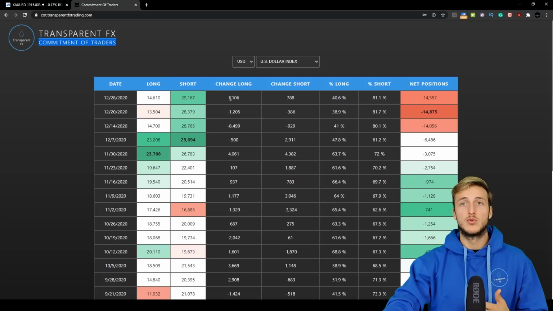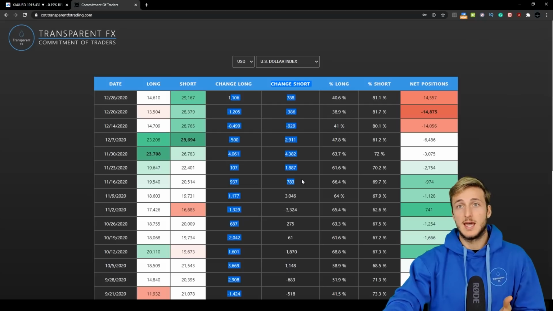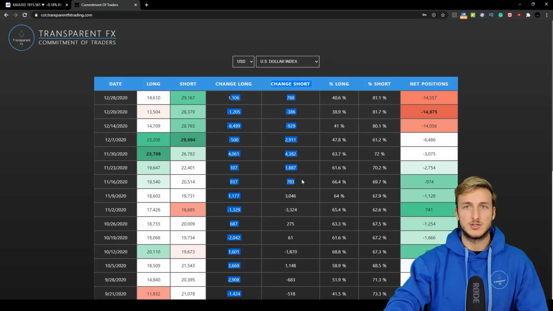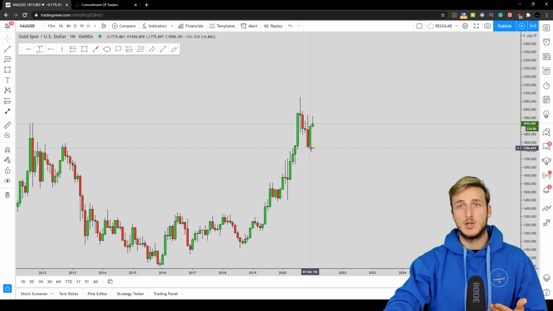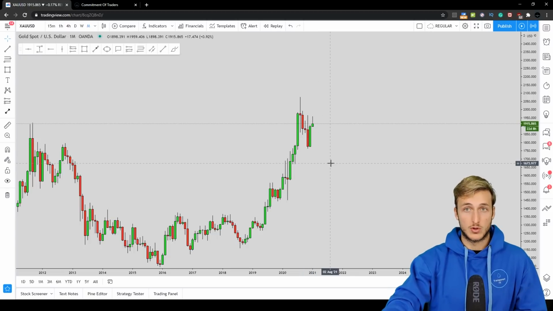And by being able to follow their orders, we do have an advantage over our competition in the market, because we can trade alongside these big banks and institutions, and that is what can give us an edge over our competition in the market. And by the end of the video, we will know exactly how we can be looking to capitalize on the next possible move of gold.